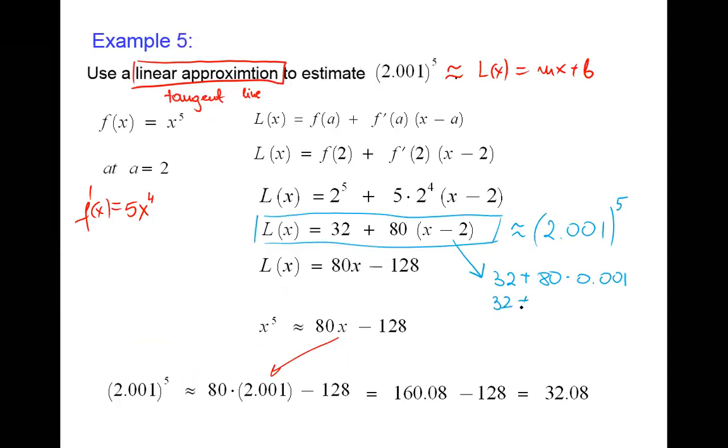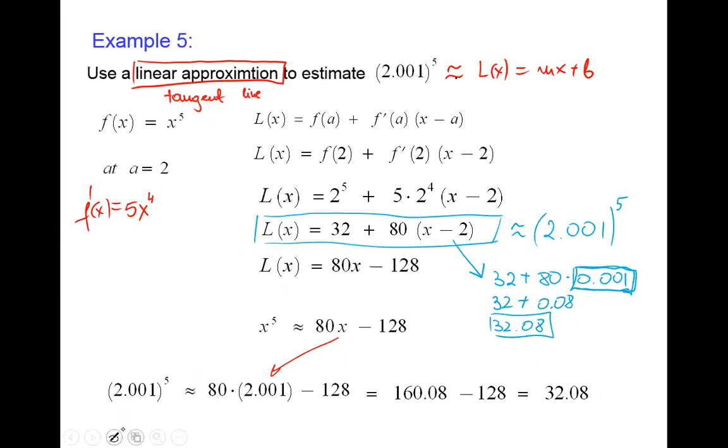This will be 32 plus 0.08, 32.8. Okay. Just because I really like to see the difference. And I think it's faster. This one didn't include fractions. That means maybe either way. But we can see 2.001 to the power of 5, instead of taking to the power of 5, I use the linearization, and that's my value. 32.08.